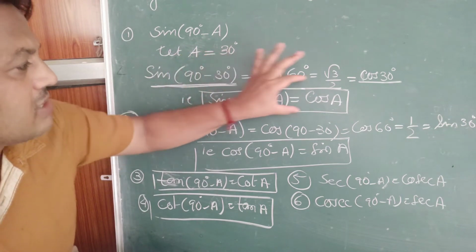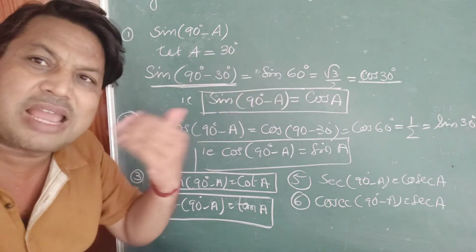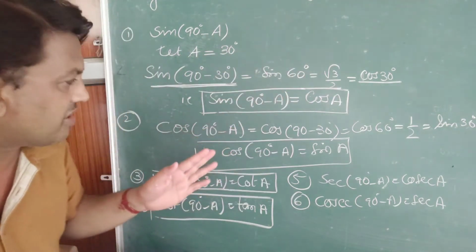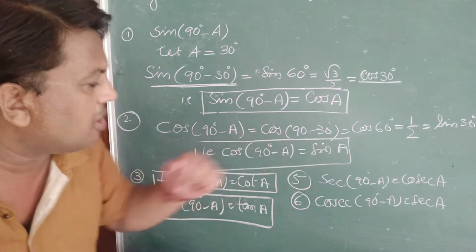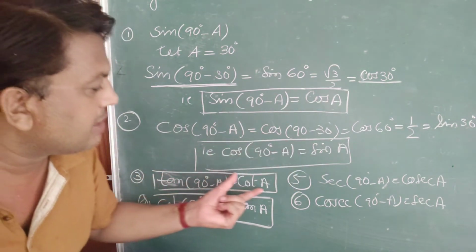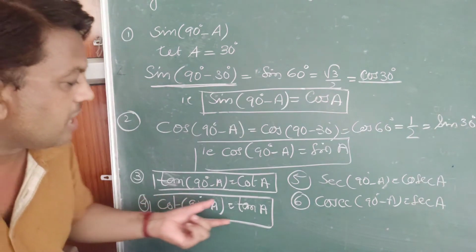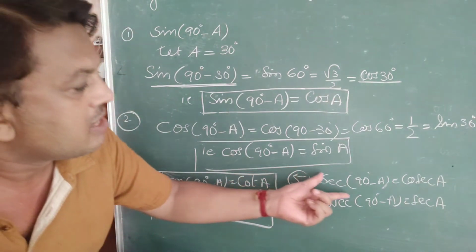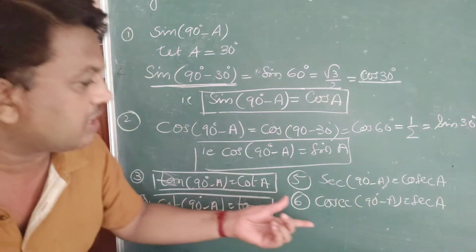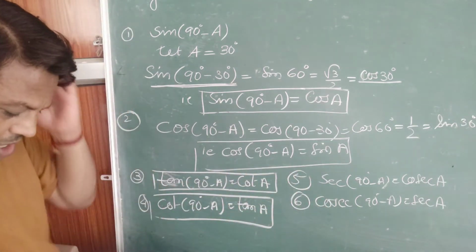This: sin 90 minus A is cos A. You can say sin 90 minus theta also, that does not matter. Cos 90 minus A is equal to sin A, tan 90 minus A is equal to cot A, cot 90 minus A is equal to tan A, sec 90 minus A is equal to cosec A, cosec 90 minus A is equal to sec A, children.